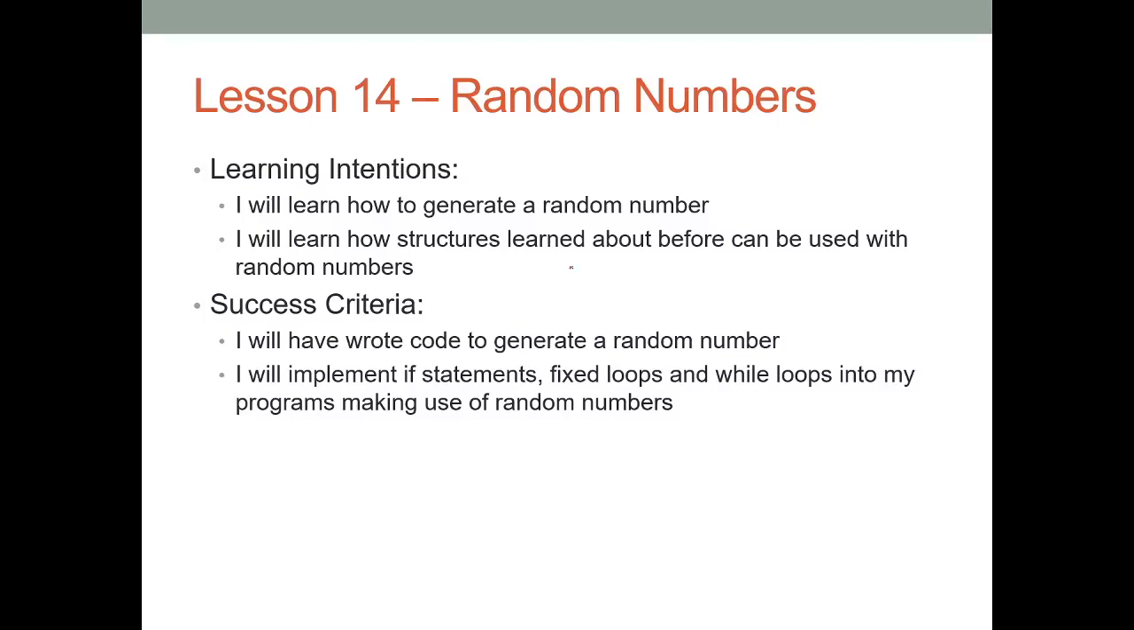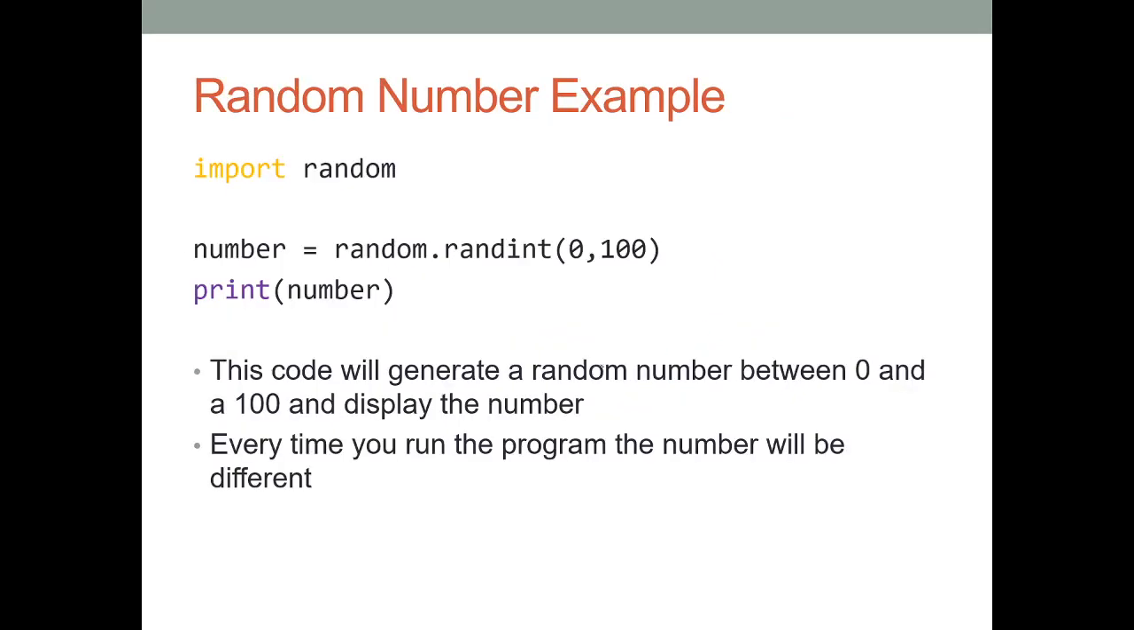Today we're going to be looking at how to make random numbers in Python and how to use what we've learned previously. So the structures we've learned, like if statements, fixed loops and while loops with random numbers. So it's really just one little bit extra and how we can change what we already know. So here's an example of a random number. This code looks quite a bit different from what we're used to. I'll explain it in just a second.